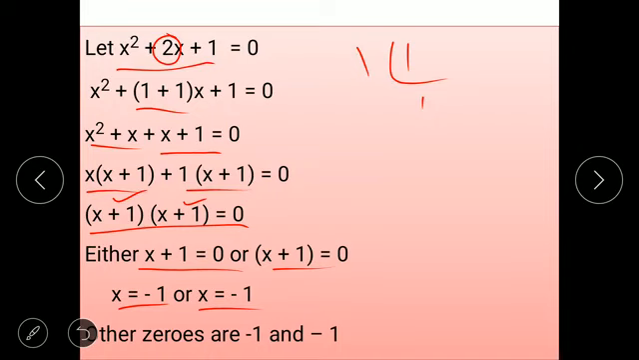You practice it properly. Before also I told you it is needed throughout the year. Not only this chapter, throughout the year we need it. So which are the remaining zeros we are getting? For the remaining zeros we take only the quotient, and that quotient we factorize. Splitting the middle term will be the easier method. Factorize it to get the remaining zeros. So the zeros we are getting are minus 1 and minus 1. Okay, we can stop there.